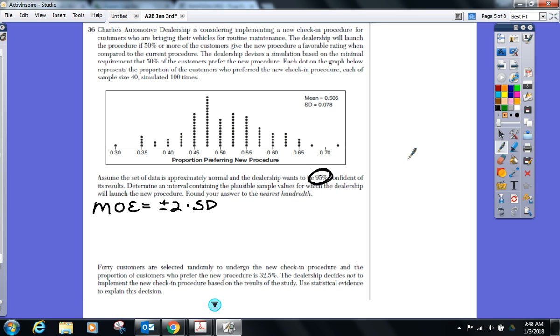You do not have to calculate it out yourself. We wouldn't make you count all those dots and put them in your calculator. Plus or minus 2 times 0.078. And it's plus or minus, that's just the margin of error, how far away from the mean most of them are. How do you find your actual 95% confidence interval? Anybody remember that one? Mean plus or minus margin of error. Yep.